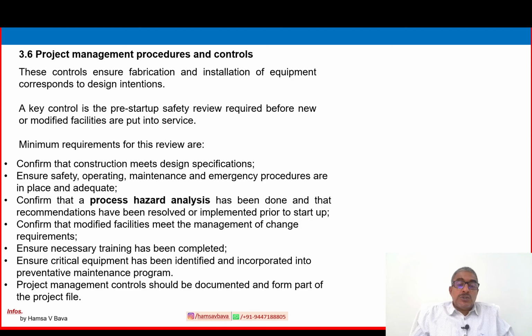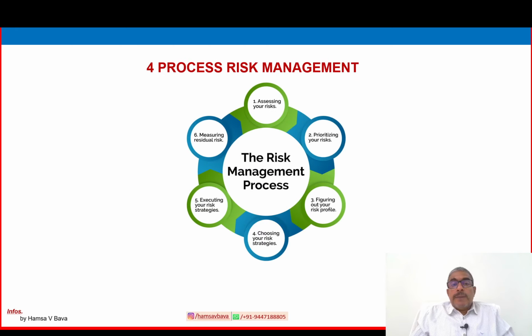Project management control should be documented and form part of the project file. So these are the important elements to be considered in project management procedures and control. Element 3, project capital project review, is discussing various points there. We have seen that one. So now the fourth element we will discuss is project process risk management.